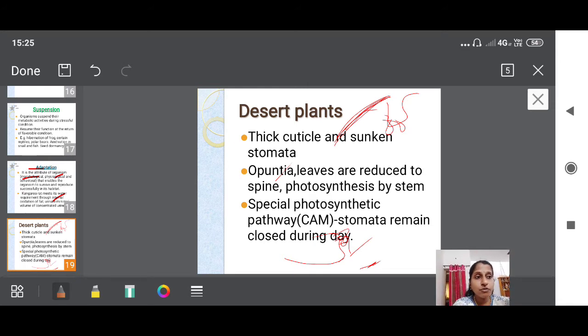So this is regarding desert plants. Like C4 plants you have, they reduce the water loss. Okay, that is the adaptation of photosynthesis in plants in order to reduce the water loss in desert environment.